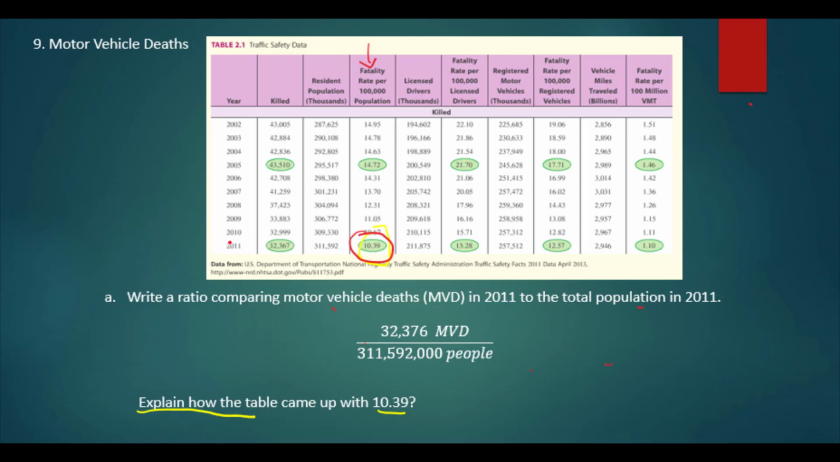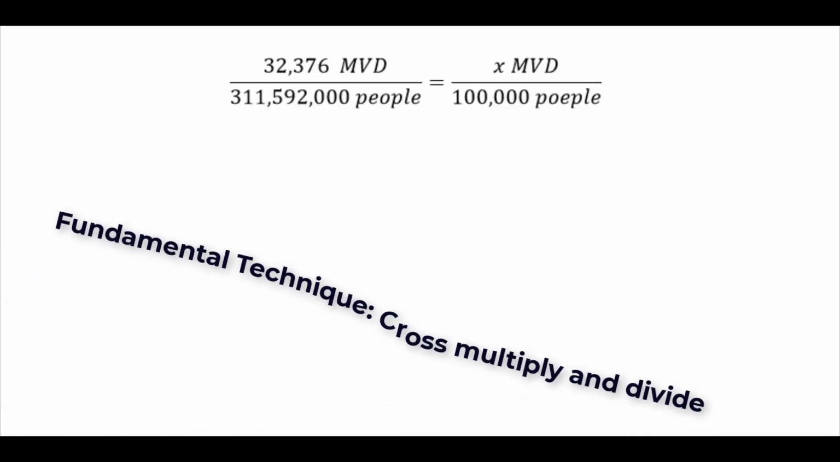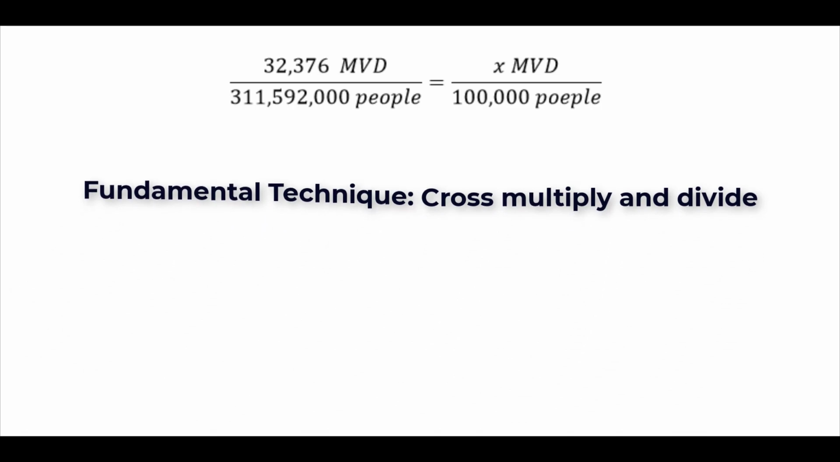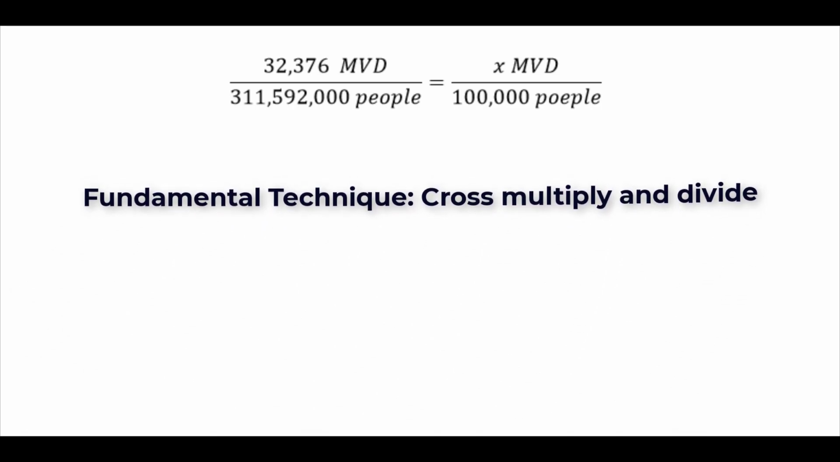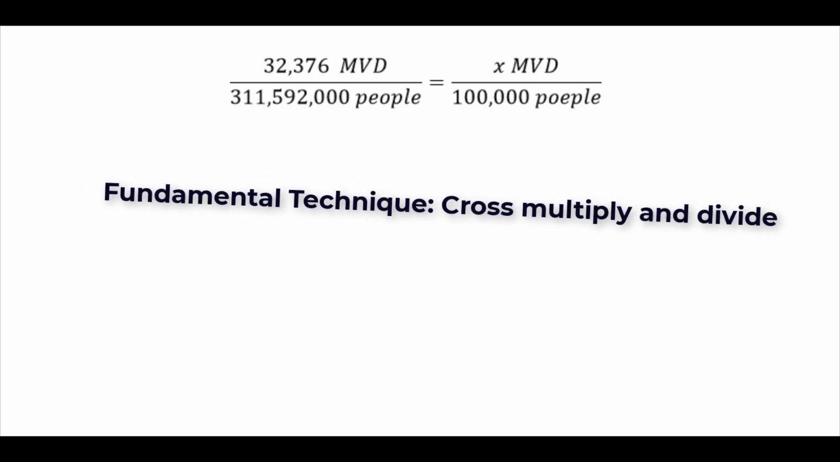Well, we're looking at the year 2011, and we have this information here in our ratio. So basically, they're asking you to change the bottom number, rescale this ratio to some number over 100,000. And my guess is that number is going to be 10.39. But let's just check the math first. Okay, so we'll use our fundamental technique. Cross multiply and divide. I'll put this on pause, give you a chance to do the problem.